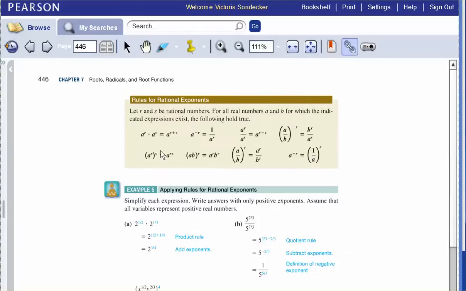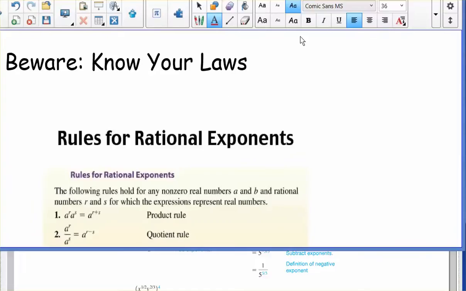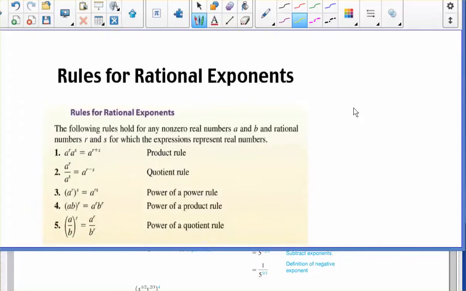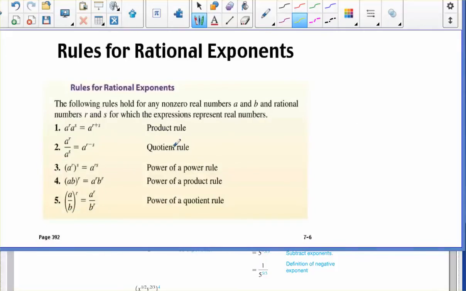So here they are. Okay, let me take a look at what I have over here. So beware. Beware is what I'm saying. You need to know your laws, right? So here are some of the rules.